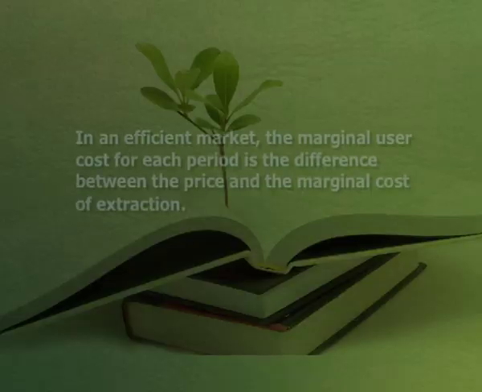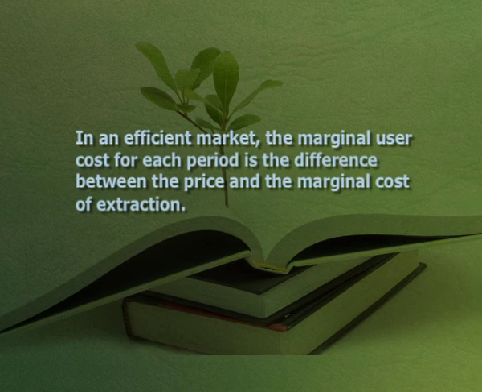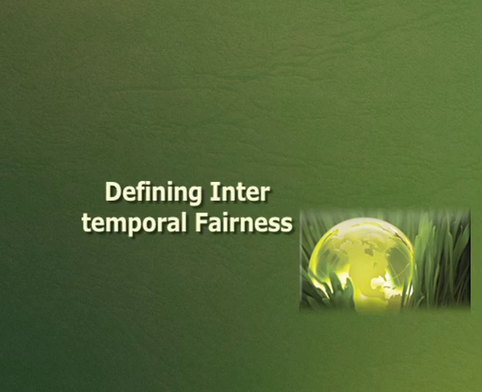We can make this concept even more concrete by considering its use in a market context. An efficient market would have to consider not only the marginal cost of extraction for this resource, but also the marginal user cost. In the absence of scarcity, the price would equal only the marginal cost of extraction. With scarcity, the price would equal the sum of marginal extraction cost and marginal user cost. In an efficient market, the marginal user cost for each period is the difference between the price and the marginal cost of extraction. Defining intertemporal fairness.